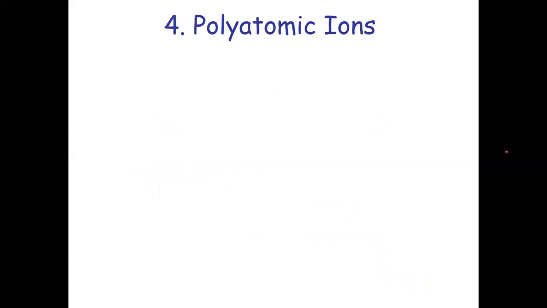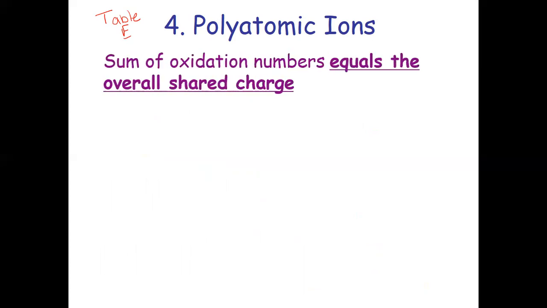All right, our polyatomic ions, if you recall, those are listed on table E. It's a group of elements that are bound together and have an overall charge, also listed on table E. The sum of the oxidation numbers of a polyatomic ion equals the overall shared charge, which is the charge listed on table E of your reference tables. So let's look at our first example, hydroxide.